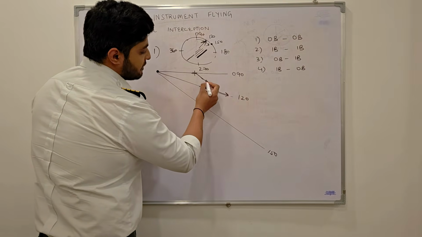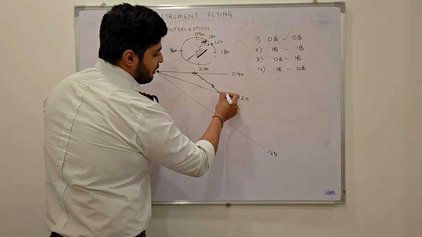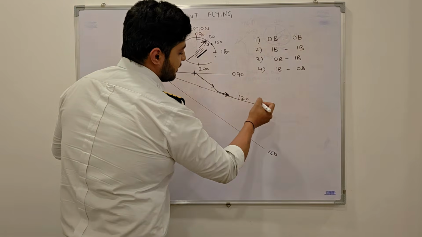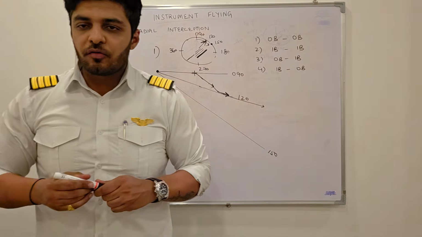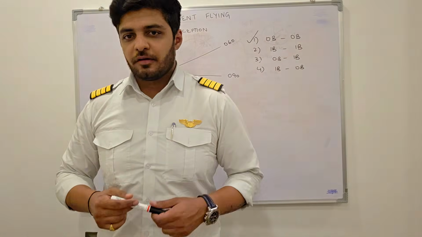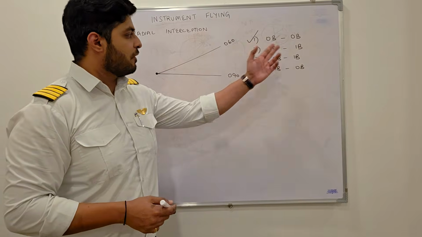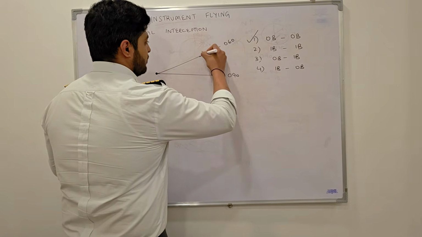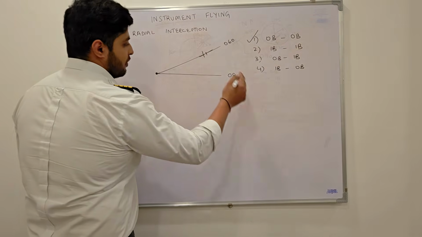So if in this case we are going outbound, we'll fly heading 120 as soon as the needle comes center, and we'll be able to intercept this radial. So this is outbound to outbound interception. Okay, so now we learn interception from inbound to inbound. For example, if I'm coming inbound on a radial of 060, my HSI will look something like this.